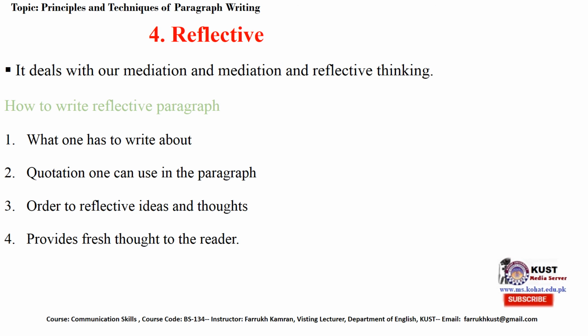The fourth type of paragraph is reflective paragraphs. Reflective paragraphs deal with our meditation and reflective thinking. They deal with literary, critical, poetic, and argumentative topics. Now the question is how to write reflective paragraphs. One should think about the topic and what one has to write about. Or one should think of a quotation one can use in the paragraph, or some order should be given to the reflective ideas and thoughts. A good reflective paragraph provides fresh thoughts to its readers.